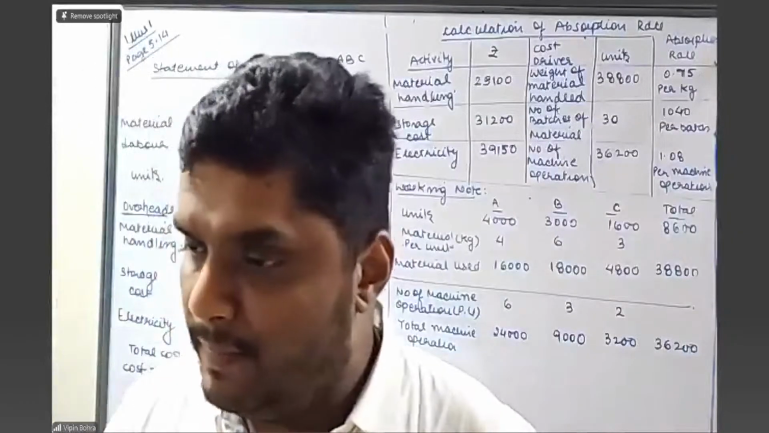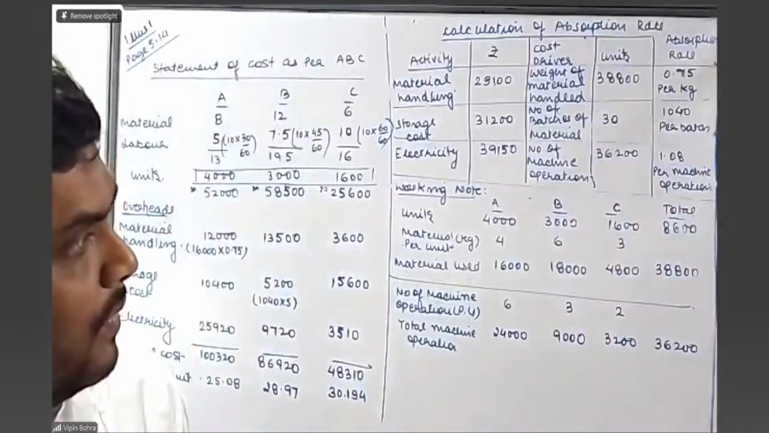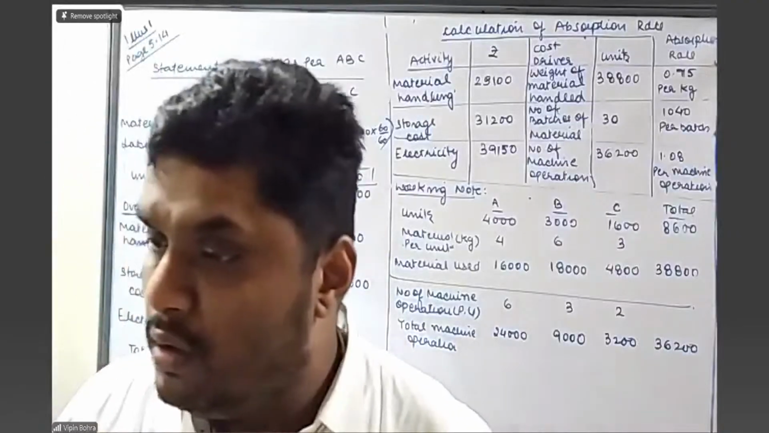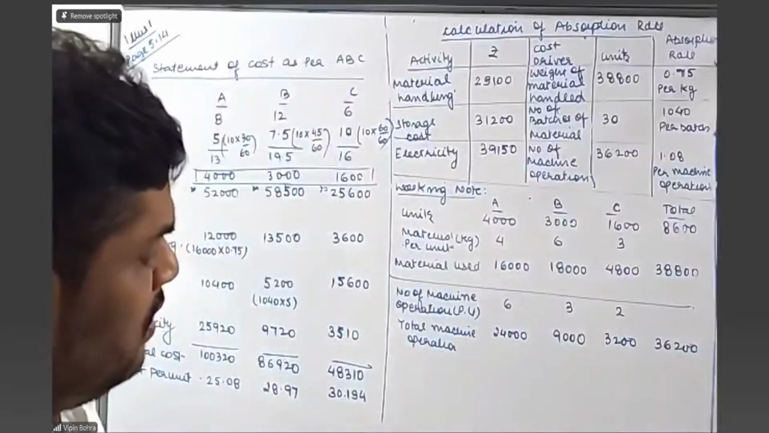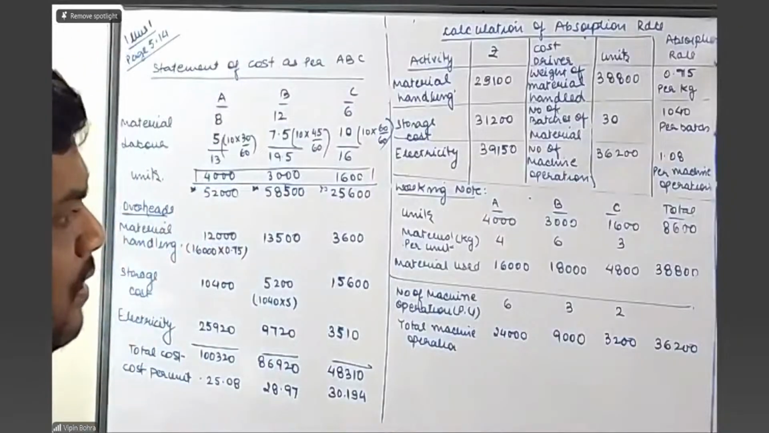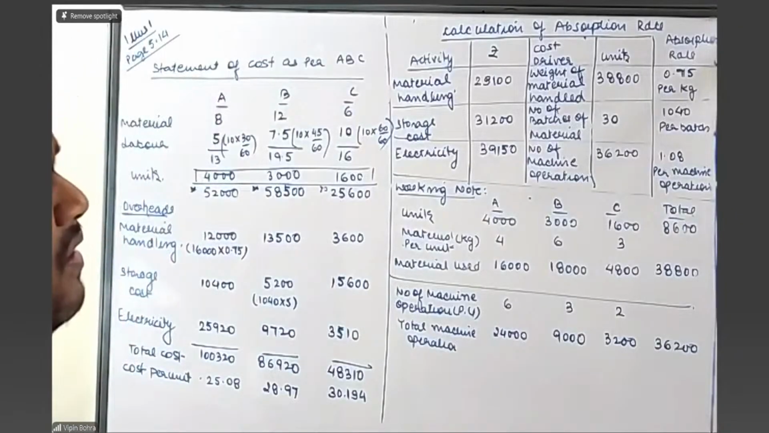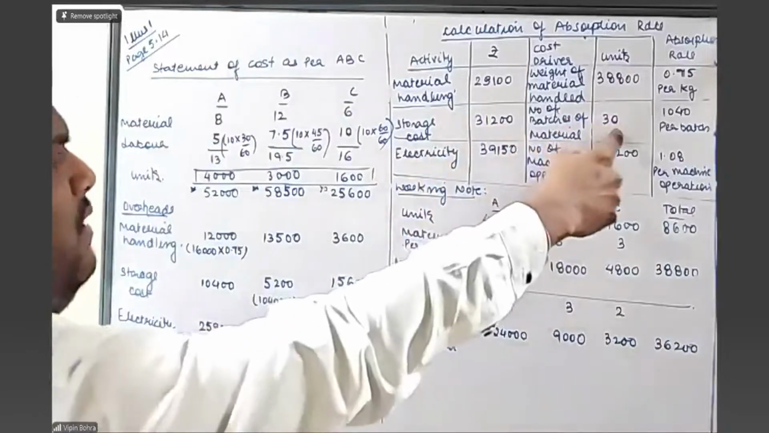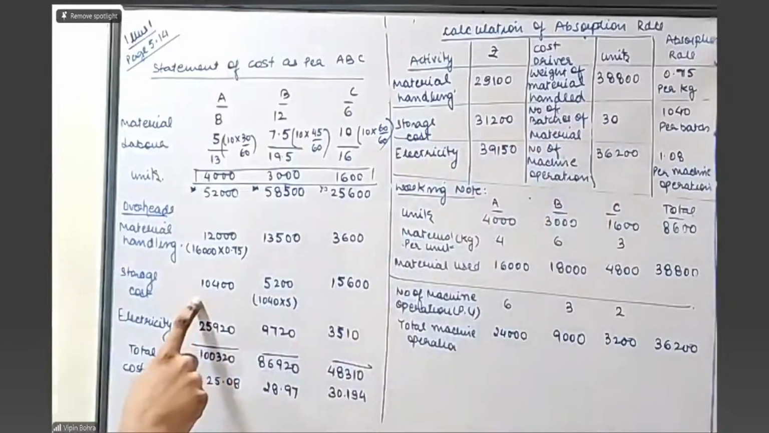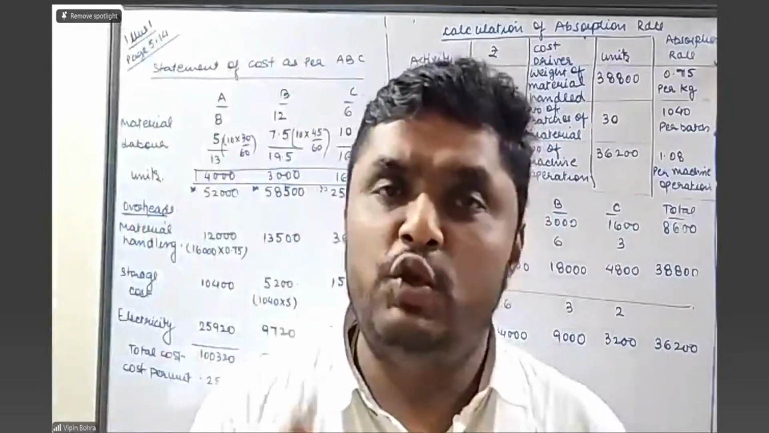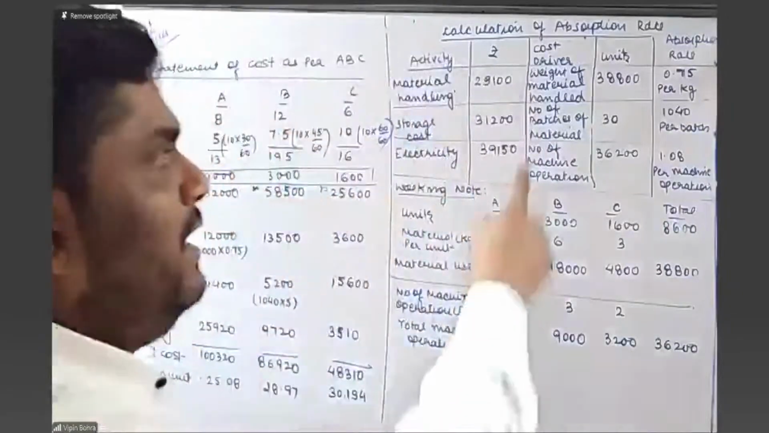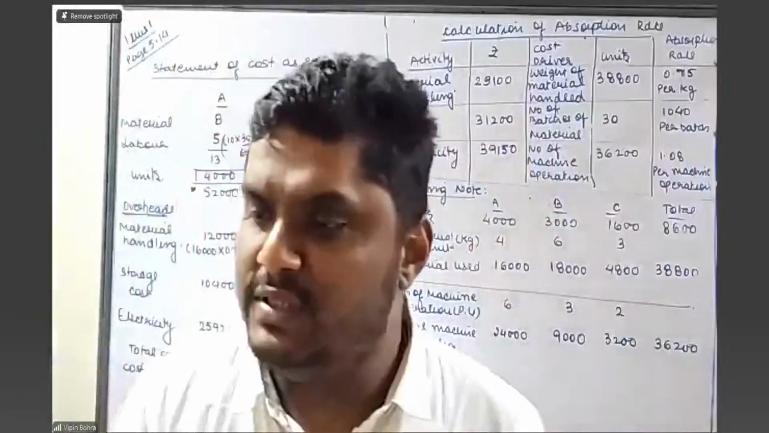Sir, I did not understand how that amount came. What's the 5 amount? 1040 into 5, storage cost, right-hand side, left-hand side. Storage cost. This one. Storage cost is related to what? On what basis is storage cost absorbed? Number of batches of material. Right, Mr. Singh?